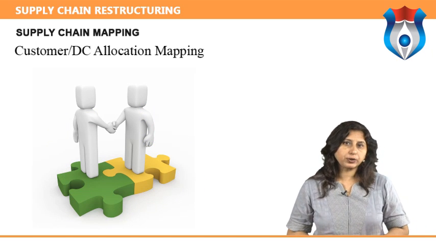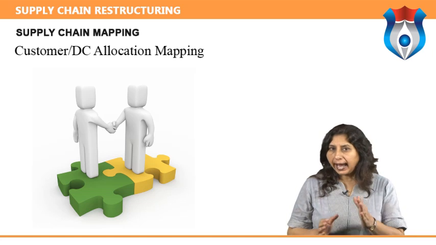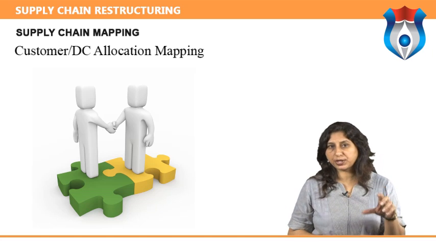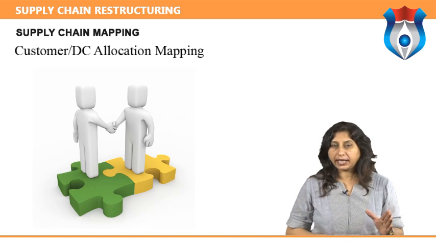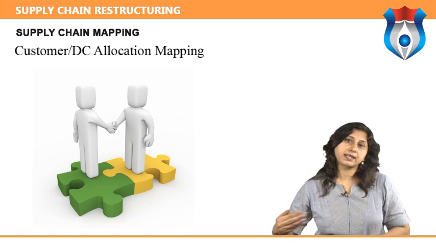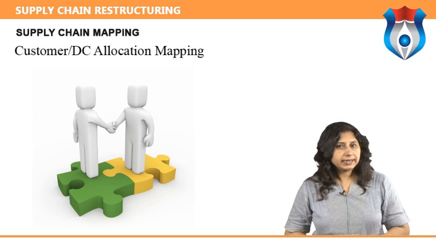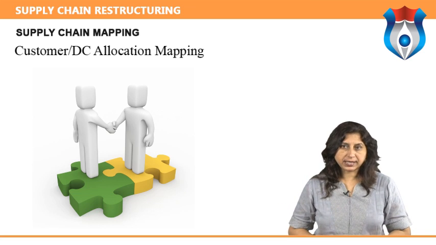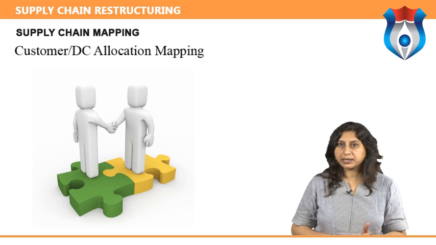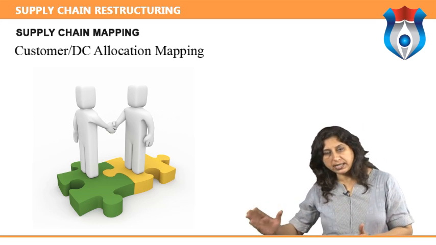Customer DC allocation mapping. The allocation of customers to be serviced from specific distribution centers (DC) can often lead to inefficient distribution and higher than necessary costs. The customer allocation mapping process highlights where these allocations can be improved based on the time or distance from the DC.